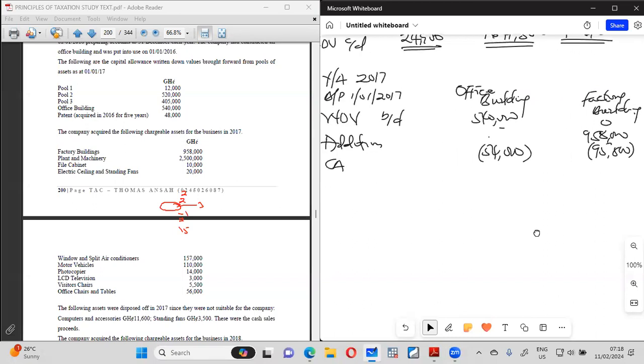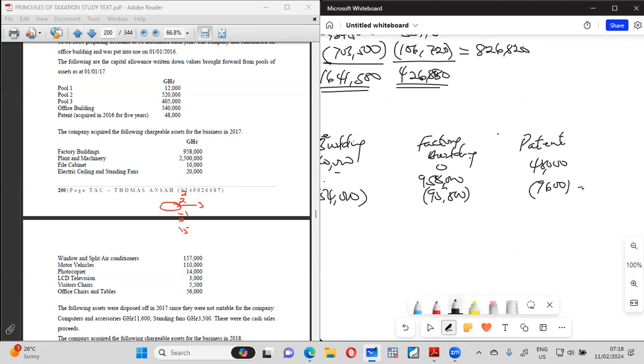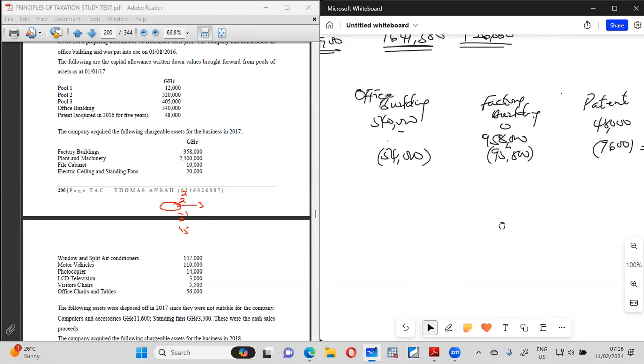All right, I think that is all for 2017. So you can total this side too. So 9,600 plus, what do we have? 95,800 plus 54. That gives me 159,400. So that is what I have. All right, so that is what you see in there.